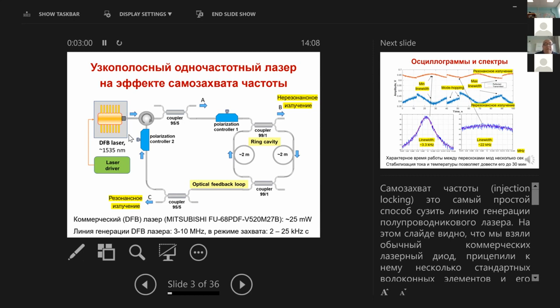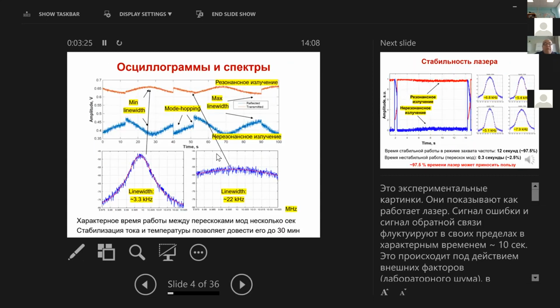It is influenced by much environmental noise, mainly by temperature fluctuations, which affect the length of the ring cavity. And so the laser frequency follows the ring cavity resonance, which introduces some perturbation to the laser. This perturbation can be seen in this slide. You can see two oscilloscope traces, typical oscilloscope traces obtained from the two outputs of the laser ring cavity.